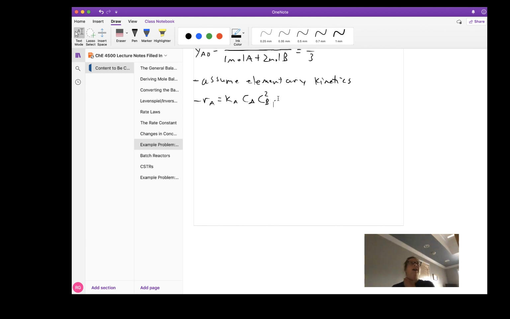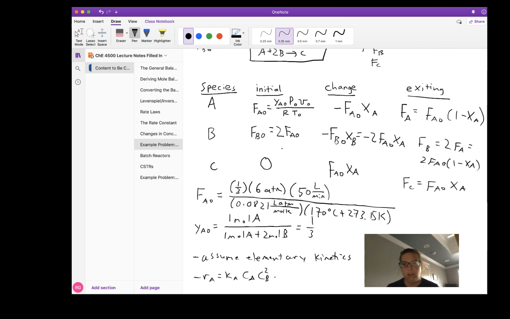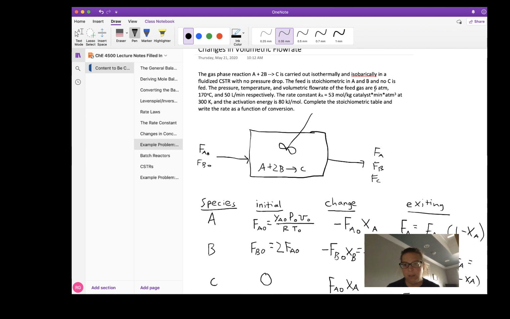So I am given a rate constant. So I'm given a value with the units for this rate constant. So let's check the assumption about the elementary reaction and see that it follows what the units are for that rate constant. So if I look at my rate constant, the units are in moles per kilogram catalyst per minute per pressure cubed.